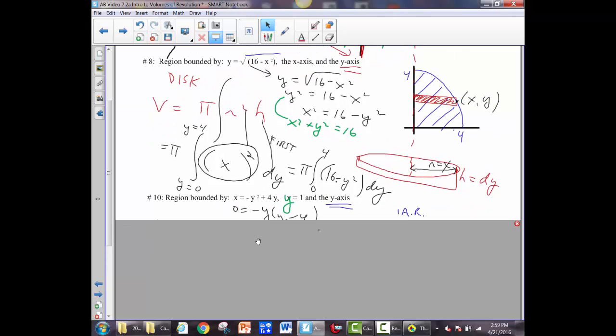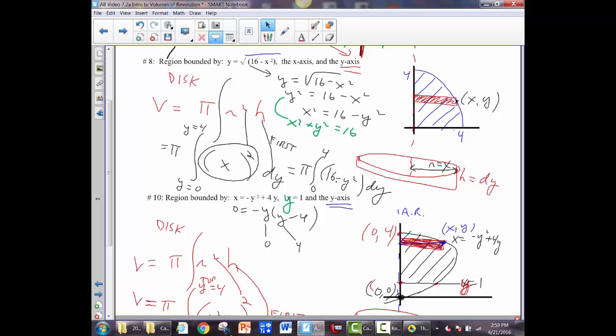Next one is the region bounded by x equals negative y squared plus 4y, y equals 1 and the y-axis. So it's a little tricky. If you factor the negative y out of this, you'll get negative y times y minus 4. And if you want to find the y-intercept, you would replace x by 0. Well, you find out that x is 0 when y is 0 and y is 4.